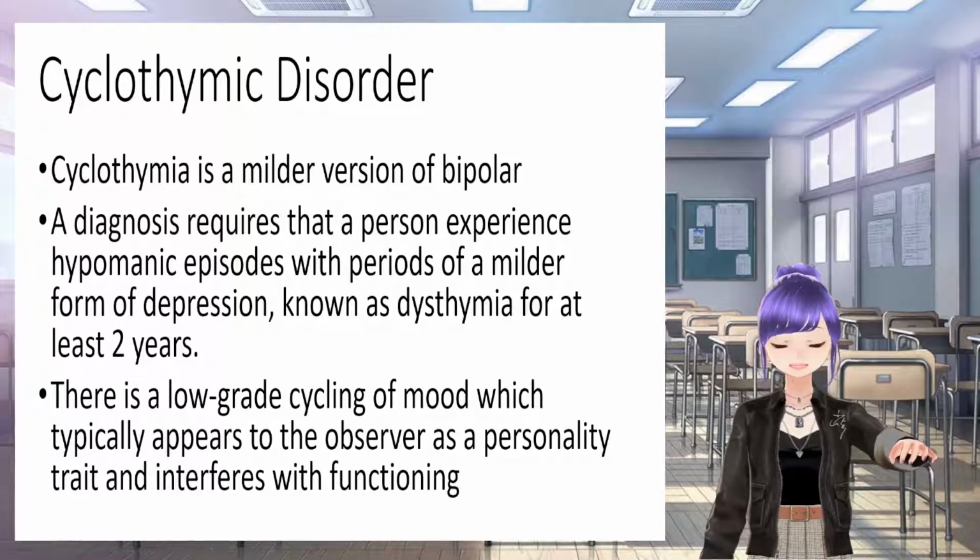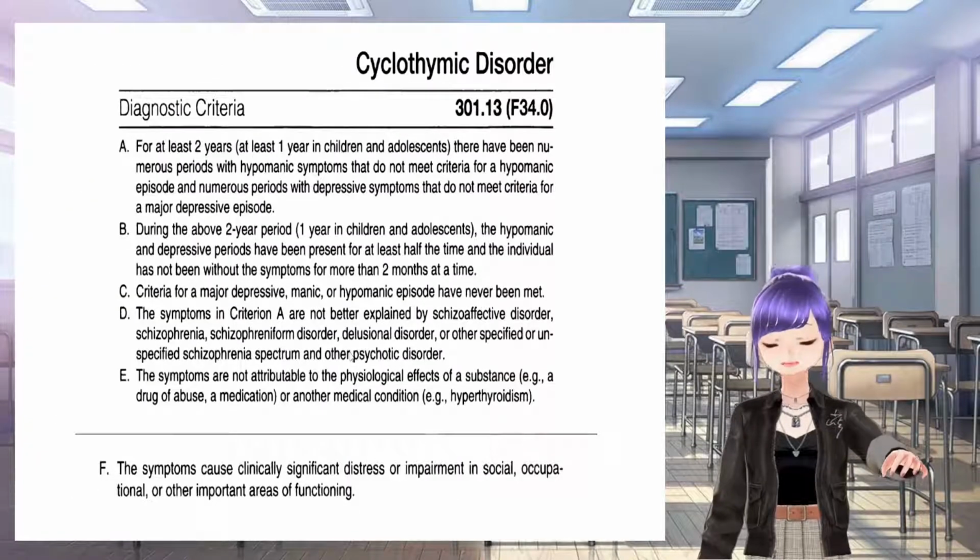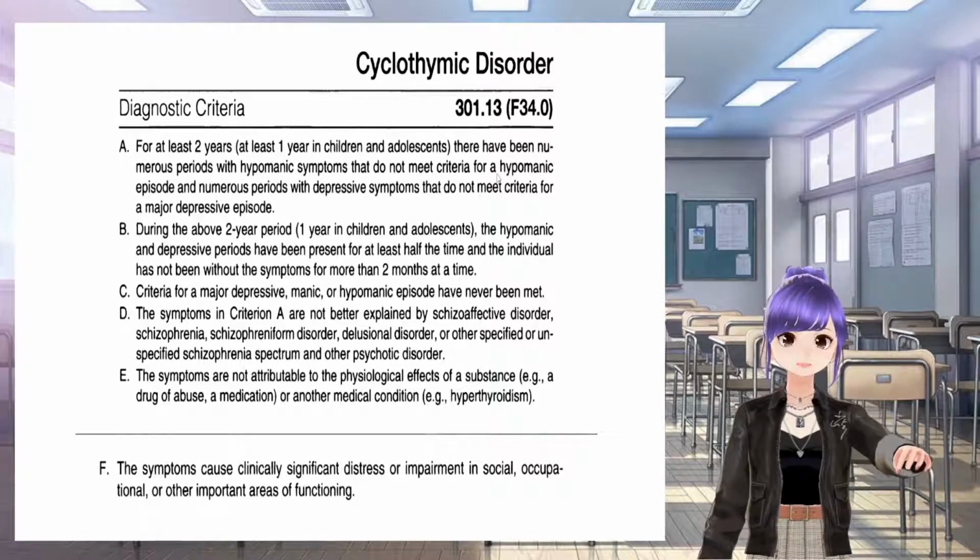So before you can be diagnosed with cyclothymic disorder, you must be experiencing it for at least 2 years. So this is the diagnostic criteria. So for at least 2 years, there have been numerous periods of hypomanic symptoms that do not meet the criteria for hypomanic episode, and numerous periods with depressive symptoms that do not meet the criteria for a major depressive episode. And during that 2 year period, the hypomanic and depressive periods have been present for at least half the time, and the individual has not been without symptoms for more than 2 months at a time.